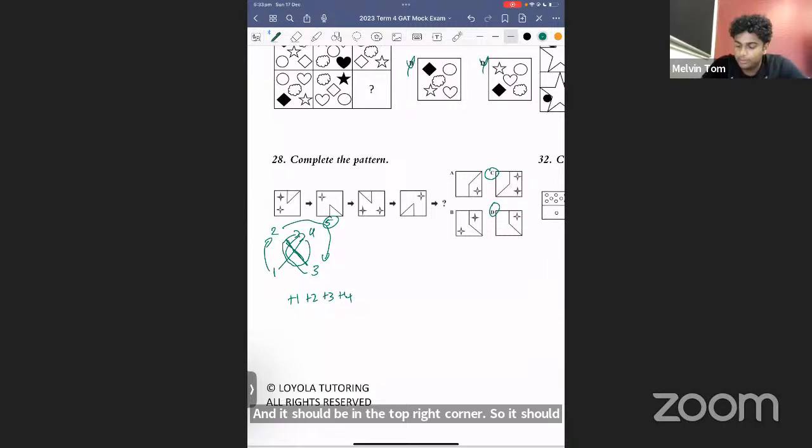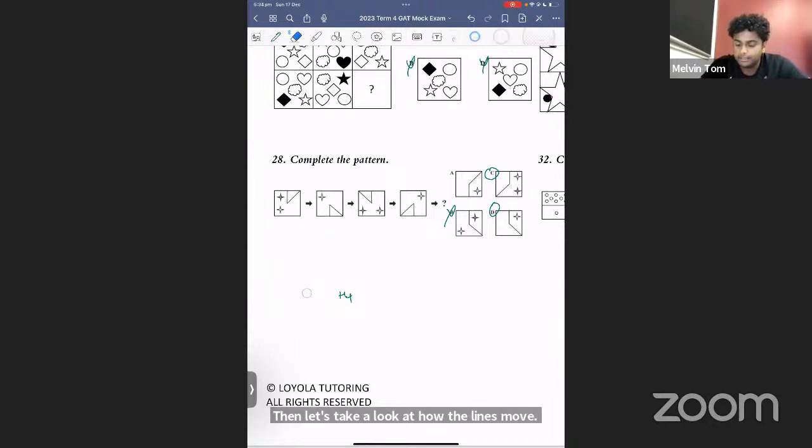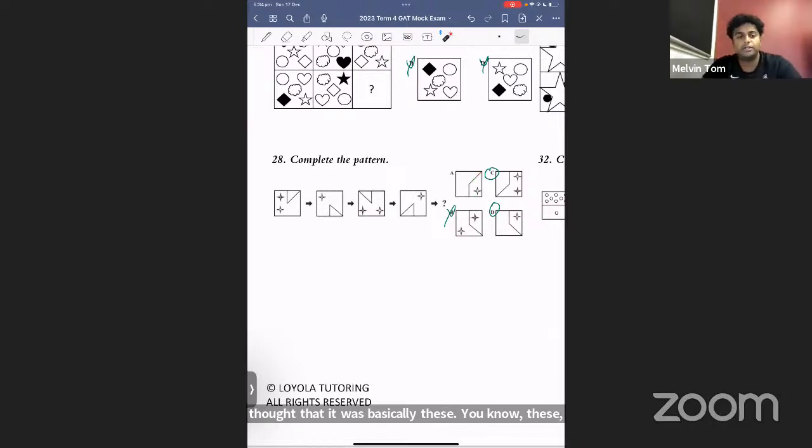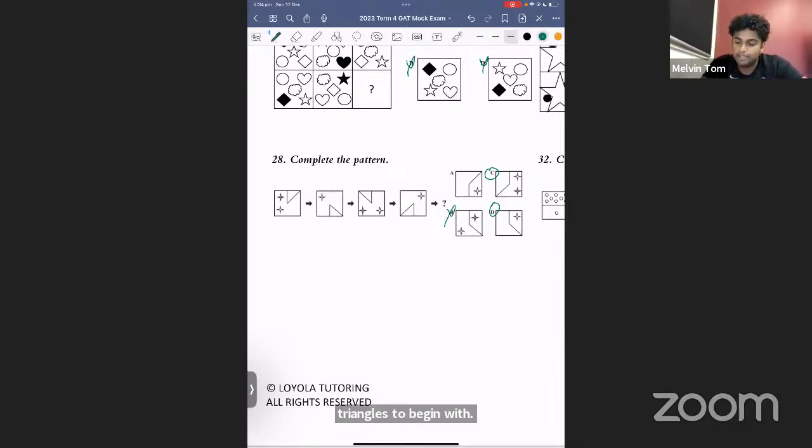Now, I don't know whether A is blocking it, so I don't know yet. So I'm going to cancel out B, but we'll leave A as a maybe. Then let's take a look at how the lines move. By the looks of it, we would have thought that it was these triangles that are going around. But then in the last image, they're no longer triangles. They're these extended out lines. So what that tells me is that there were never triangles to begin with. There were individual lines.